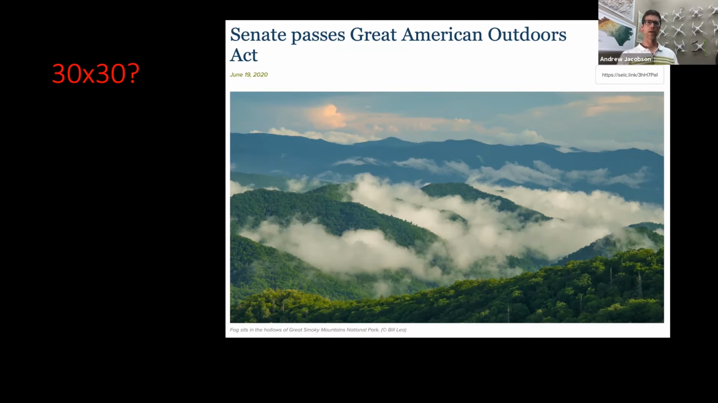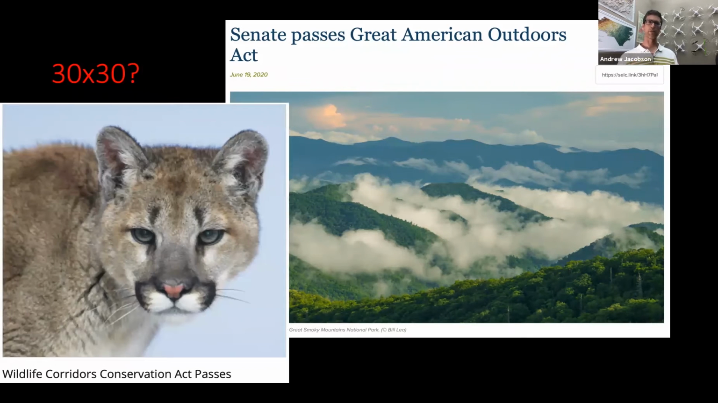In addition, the Wildlife Corridors Conservation Act has passed the House, and that has hundreds of millions of dollars as well for establishing wildlife corridors. So there is some potential movement towards this type of thing, even within the United States. And certainly there is more momentum for this, and recognition of the dangers of climate change, in other countries globally.